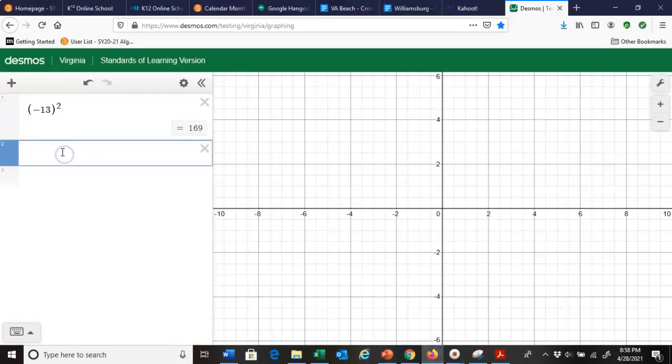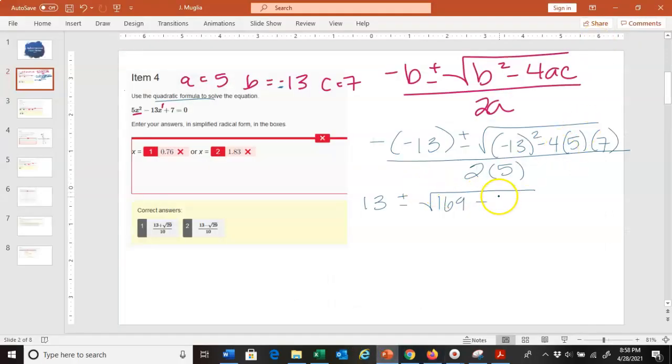And why not? Let's use our calculator. 4 times 5 times 7. It's 140. So that's going to be minus 140 all over 10. All right, we're almost there. 169 minus 140 is 29.